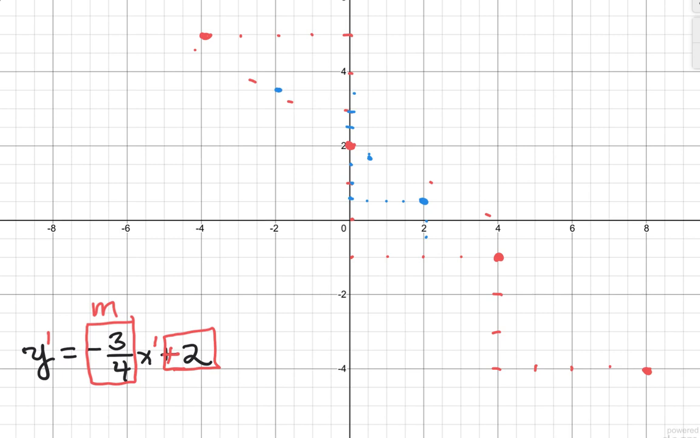I do want to graph the line. So once I have all those points on there, I'm going to connect them, remembering that lines should have arrows at the end because they go on forever.